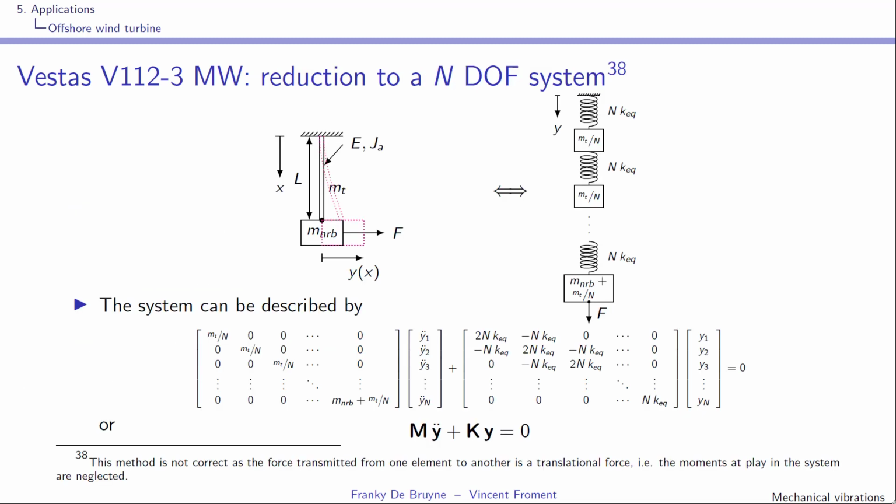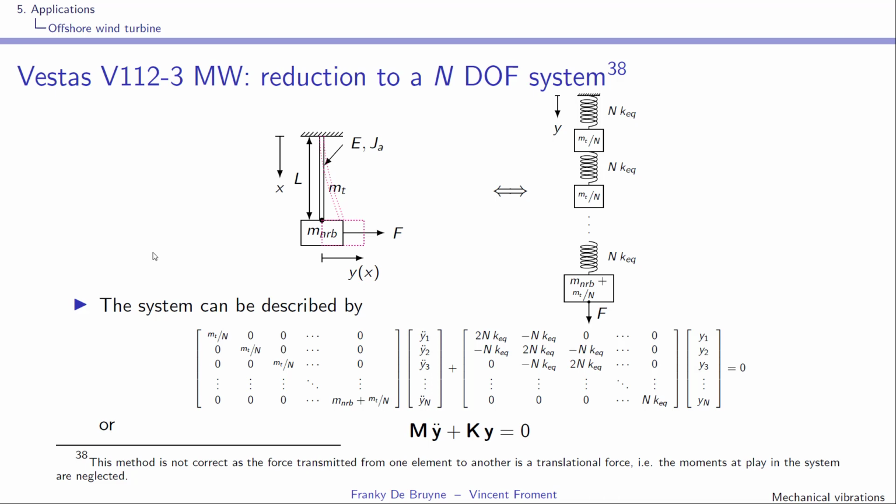To compute the other resonance frequencies, it might be tempting to reduce the system to n degrees of freedom. We have n mass spring systems. Each spring has a stiffness constant of n times the equivalent stiffness of the previous slide, and each mass is the mass of the tower divided by n, with the exception of the last mass, where the equivalent mass of the nacelle, rotor and blades is added.